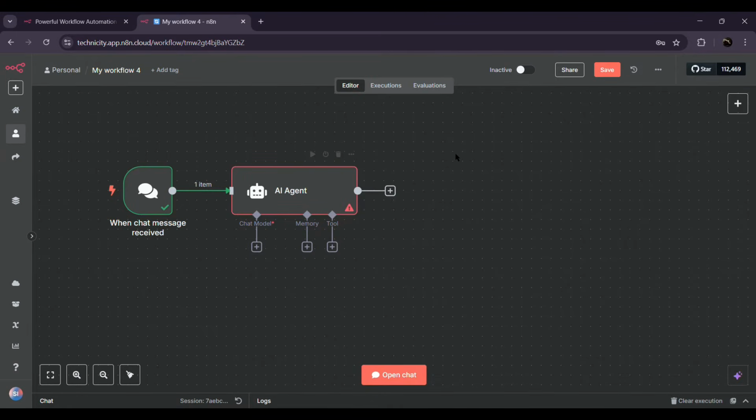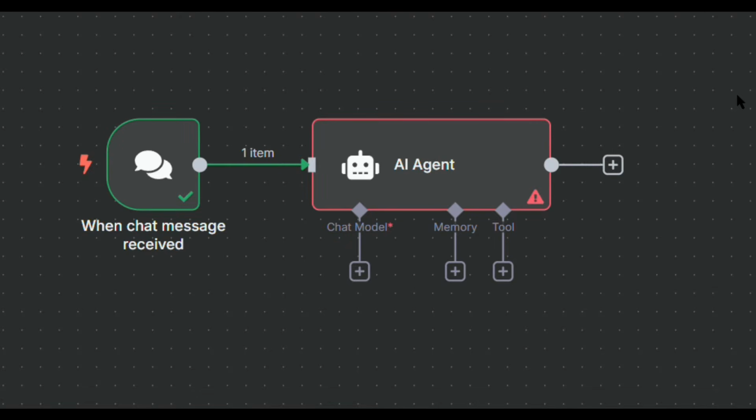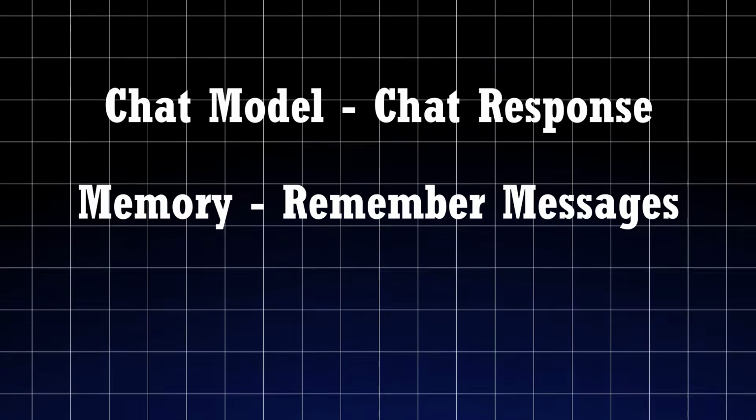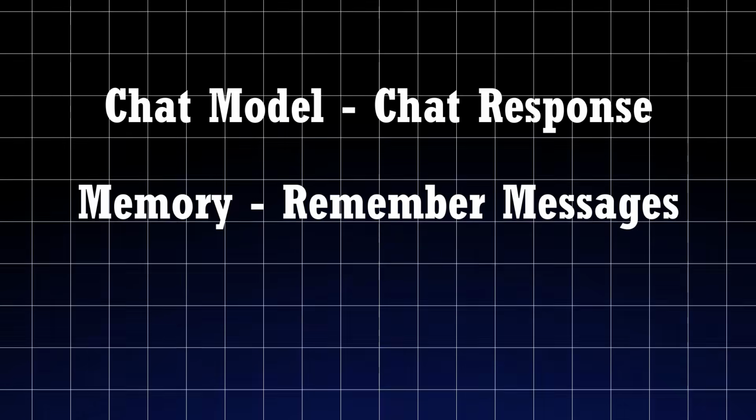Just like giving a brain the ability to think, inside the AI agent, there are three main things we need to configure: a chat model, a memory, and tools. The chat model is what actually generates the response, basically the thinking engine behind the agent. The memory helps it remember past messages or context within the conversation, so it doesn't feel like you're talking to a robot that forgets everything after each reply.